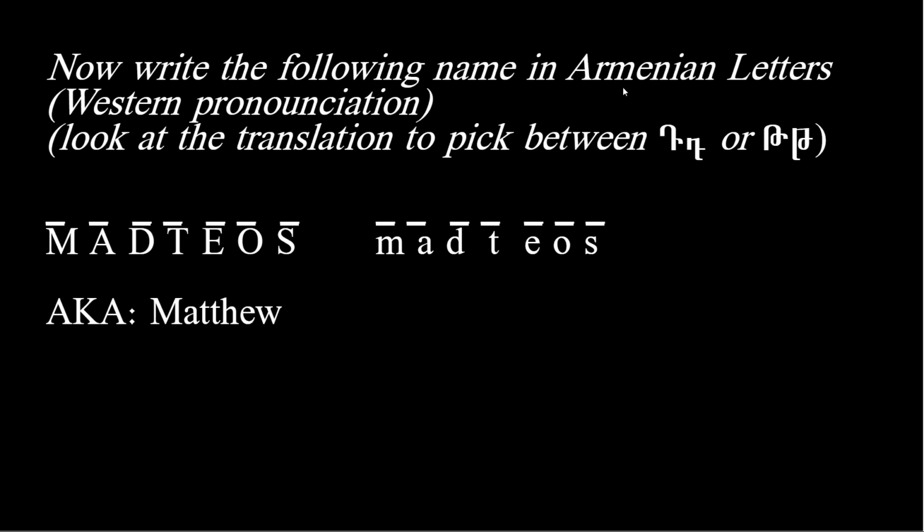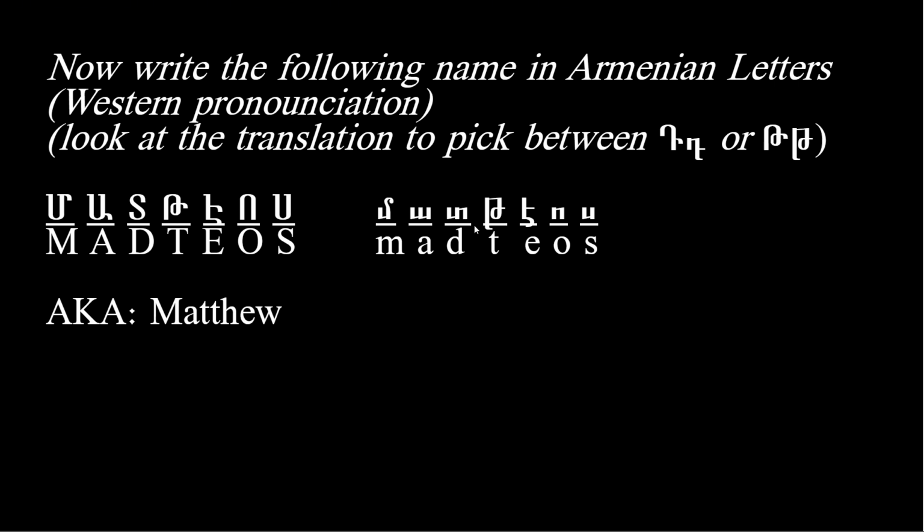Now write the following name in Armenian letters using Western pronunciation. And again, look at the translation to pick between Ta or To. And here we're referring to the equivalent of the T letter in Matteos. Matteos, which in English is Matthew. And here, when you're looking at the translation, you're looking more at the spelling rather than the English pronunciation to help you out. So pause the video and I'll show the solution in 3, 2, 1.